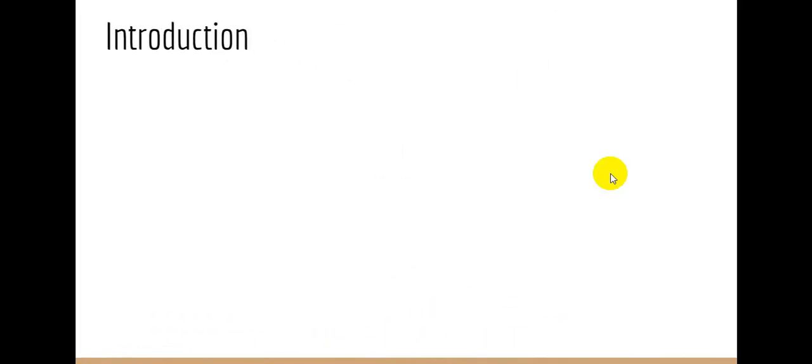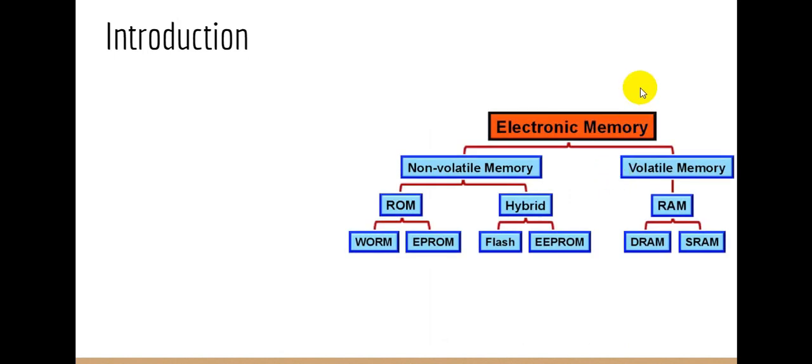Before diving into SRAM, I need to share something about memory, which is very essential for our computer to store our data. In electronic memory, we can divide our memory into two types: volatile memory, which is the primary or main memory, and non-volatile memory, or the secondary memory.